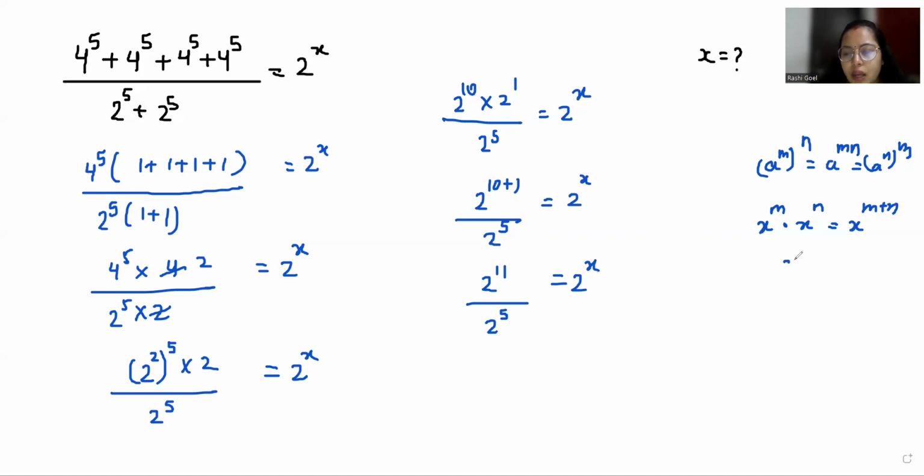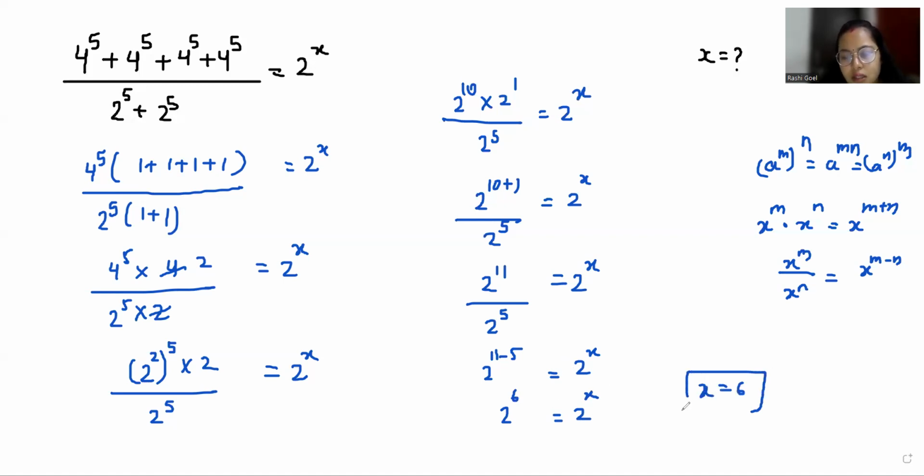Another exponent rule, x^m by x^n, we can write as x^(m-n). So 2^(11-5) is equal to 2^x. 2^6 is equal to 2^x. If we compare both sides, the value of x is 6.